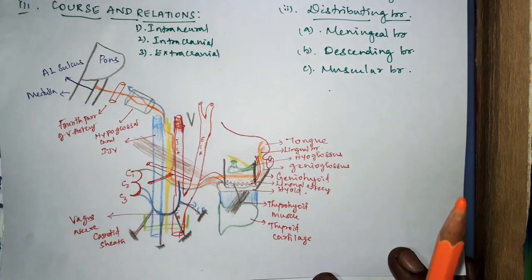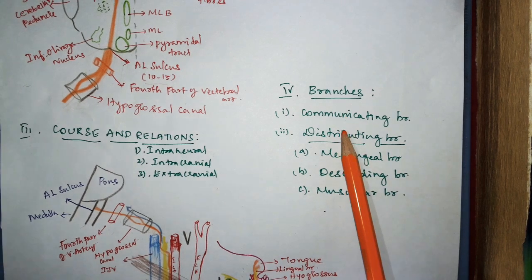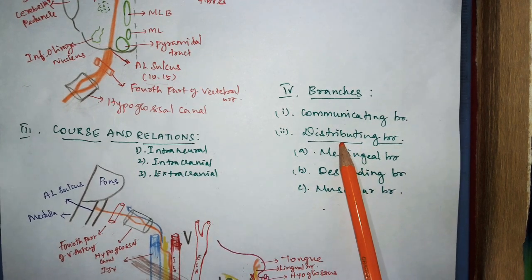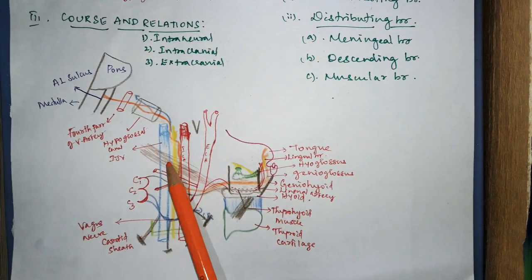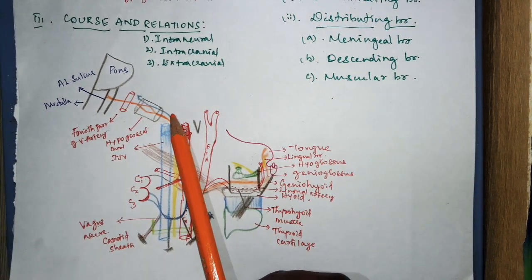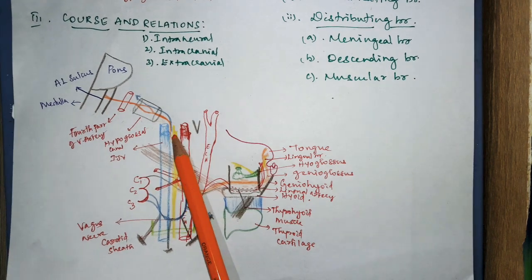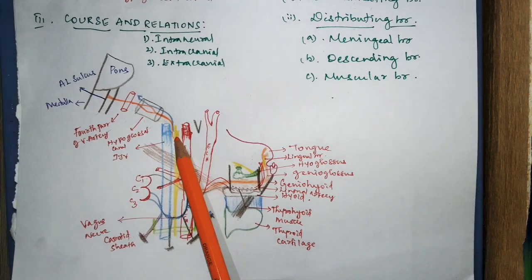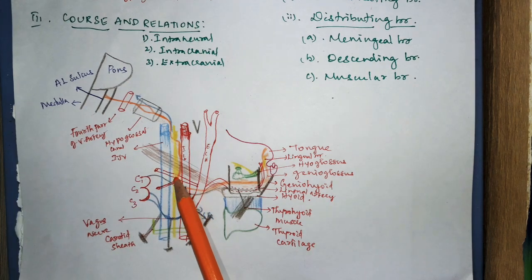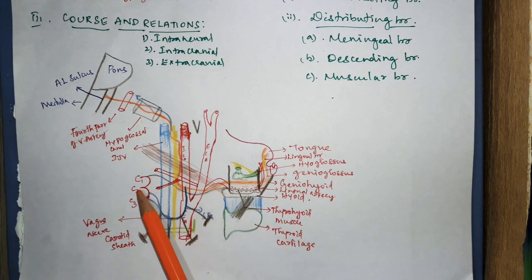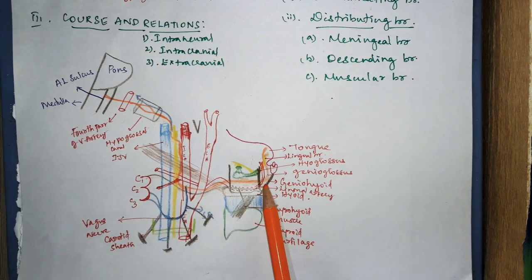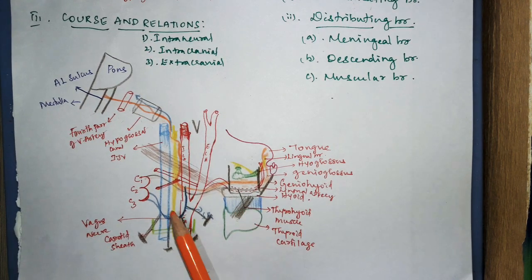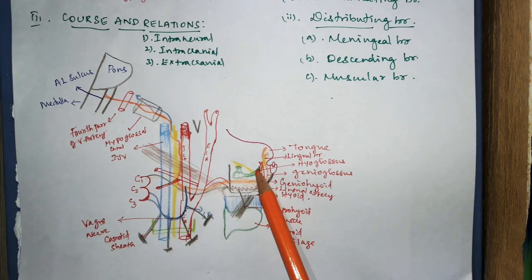Next we will move to the branches of the hypoglossal nerve. This gives off communicating branches and distributing branches. First we will study the communicating branches. This gives one communicating branch to the superior cervical sympathetic ganglion, one to the inferior ganglion of the vagus, and one to the C1 fibers. These C1 fibers run along with the hypoglossal nerve and supply the geniohyoid and thyrohyoid muscles. It also gives one communicating branch to the lingual nerve near the anterior border of the hyoglossus muscle.